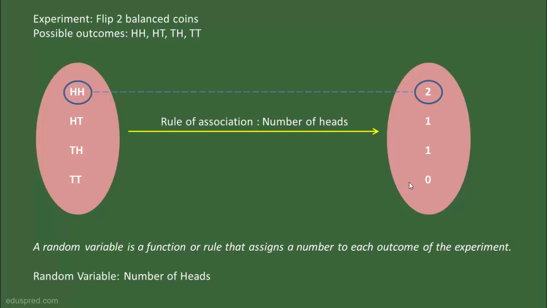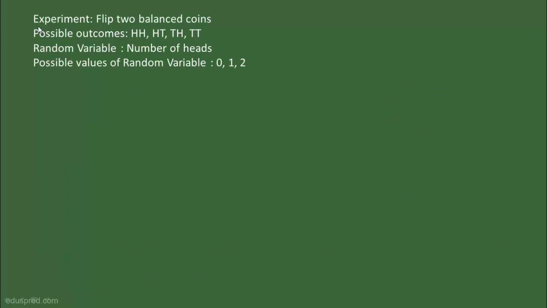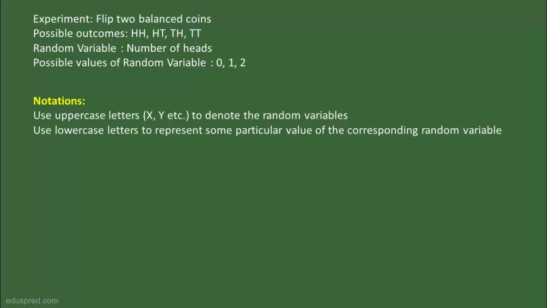Okay? Now let me write all this in a formal manner. So this is our experiment, flip two balanced coins. These are the possible outcomes HH, HT, TH and TT. Our random variable is the number of heads and the possible values that our random variable can take are 0, 1 and 2. Okay. Now let's talk about some notations.